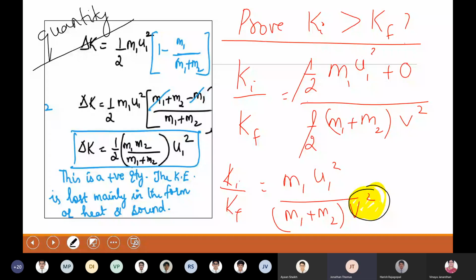Ma'am, why are we proving that Ki is greater than Kf? Because in this collision, energy is lost. If initially you have 50 joules of energy, and finally after collision you have 20 joules of energy, 30 joules of energy is lost, right? That is how you prove. All right, ma'am.